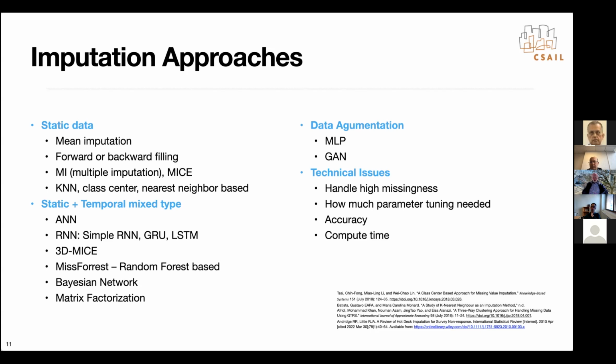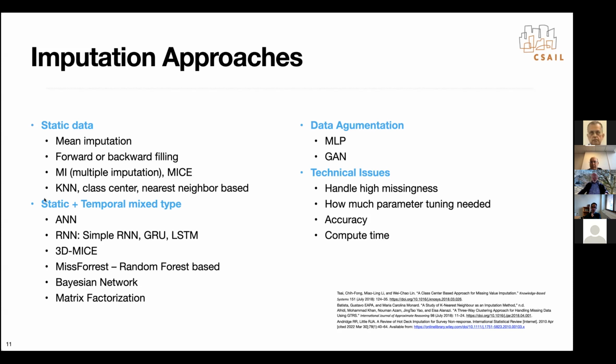Now, more interesting are multiple imputation and MICE, which are two techniques I'll talk about in a minute. And then you can also use things like k-nearest neighbor, class center, and other nearest neighbor-based methods that say, well, if I can cluster my data in some way, then whichever cluster you belong to, I'm going to use the class center or the mean value of a variable that's missing for you from that cluster. So it's a bit like mean imputation, except that it's more sophisticated because I can restrict it to clustering.